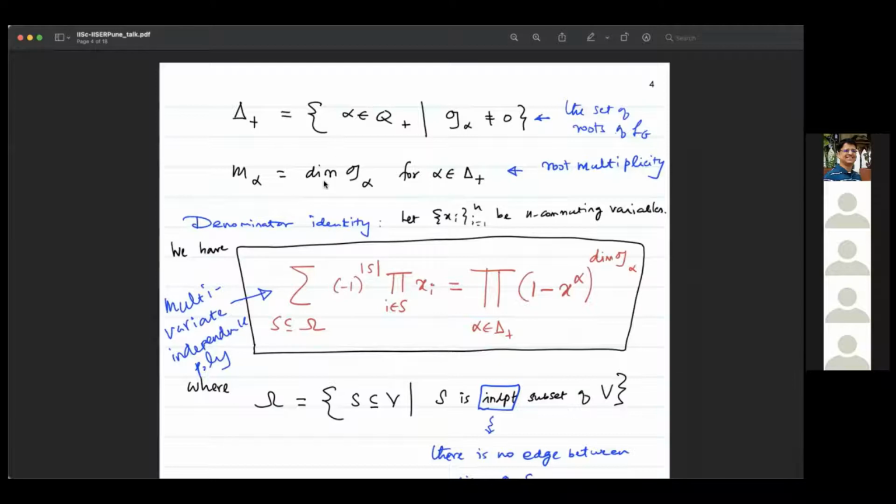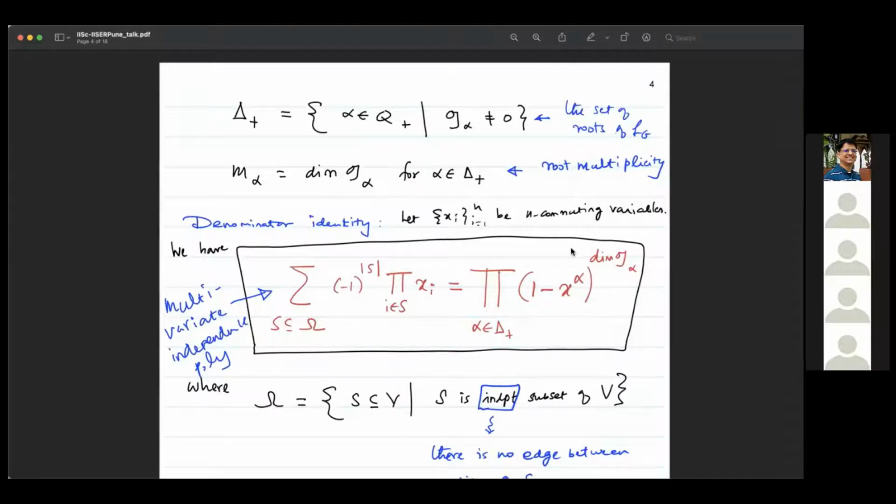Okay. So those are the combinatorial data that one can associate with this partially commutative algebra, and you want to actually understand what they are. Can you tell anything about that? Of course, there is some very nice connection between these multiplicities and this delta plus. That is given in terms of this denominator identity.